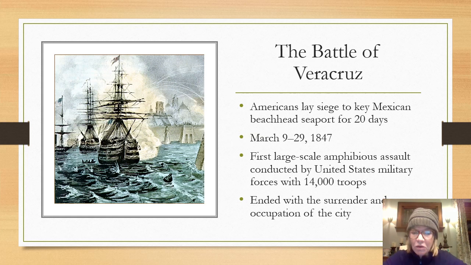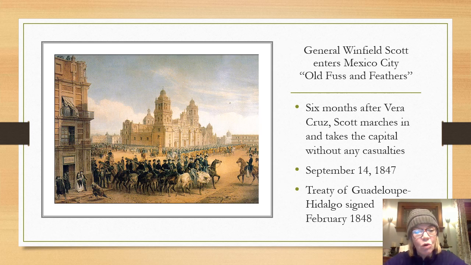All right, so at the Battle of Veracruz, American military ships go in there. They lay siege to the beachhead. This is the first large-scale amphibious assault by the United States military with a force of 14,000. They just really overwhelmed the Mexican government. So they go from Veracruz. This is the same track that Cortez used to go from the coast there to Tenochtitlan to defeat the Aztecs, right? So it's kind of the same thing that old Fuss and Feathers did, and this is General Winfield Scott. And that's what they call him, Old Fuss and Feathers.